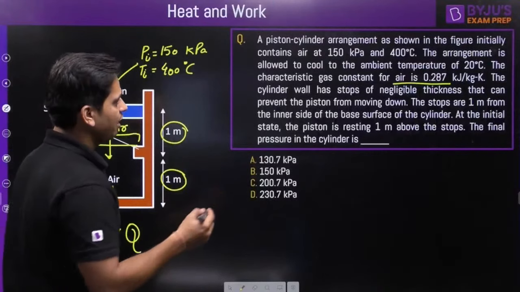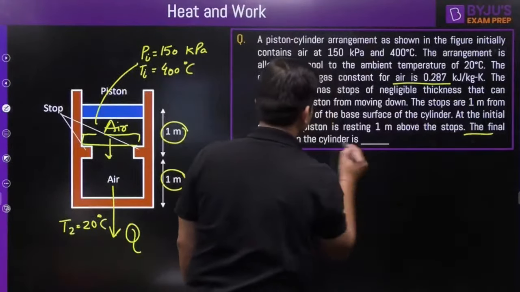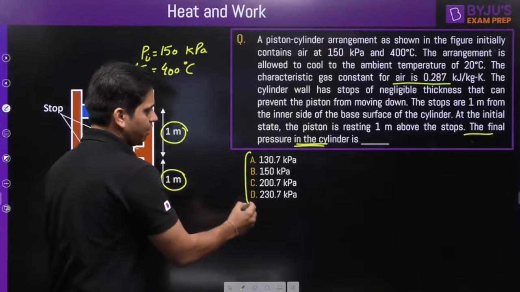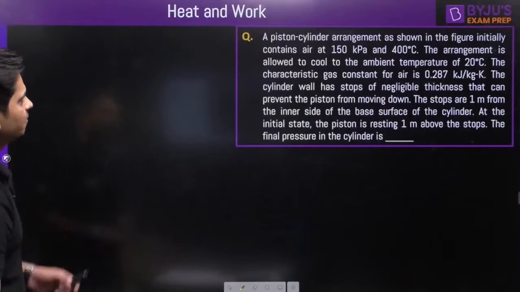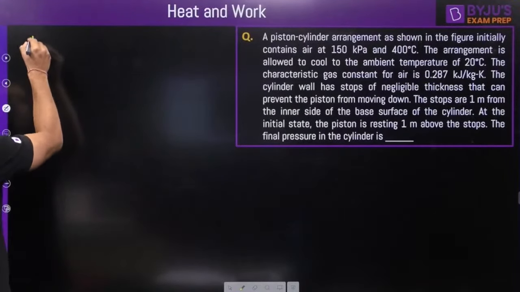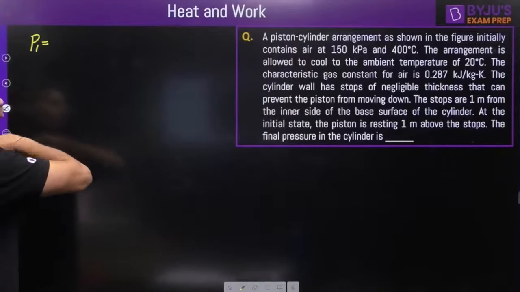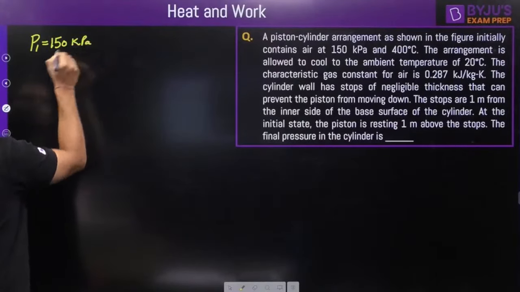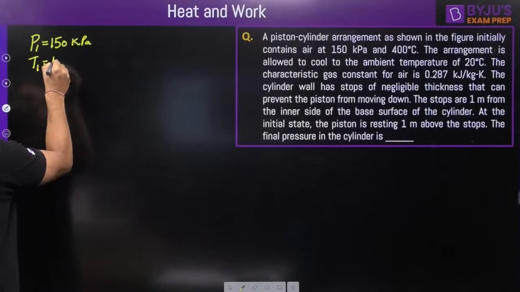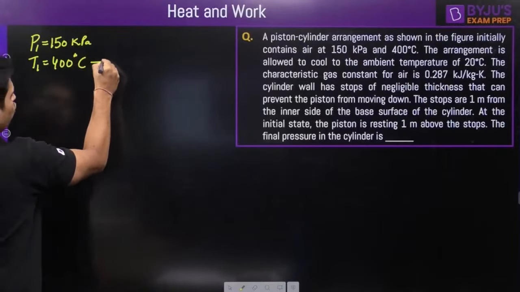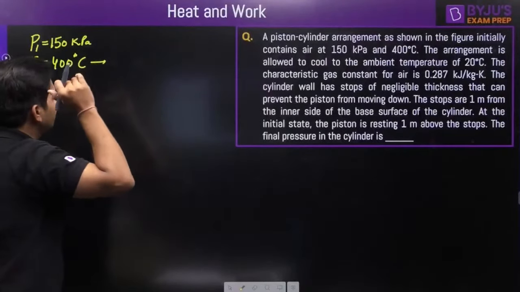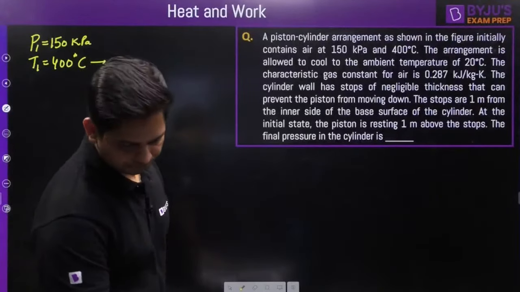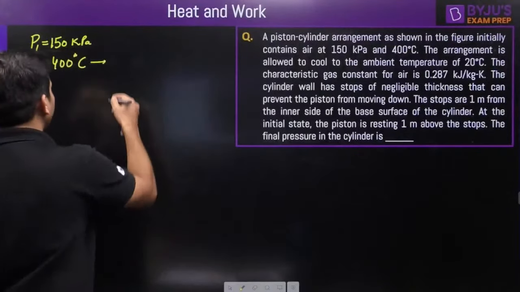Now this is what we have been given. Final pressure we need to find out. Some options are given, so let's try to solve this very quickly. What do we have? We have P1 equal to 150 kilopascal. T1 is equal to 400 degrees Celsius. You converted that into Kelvin. How much is it? It is 673, okay?